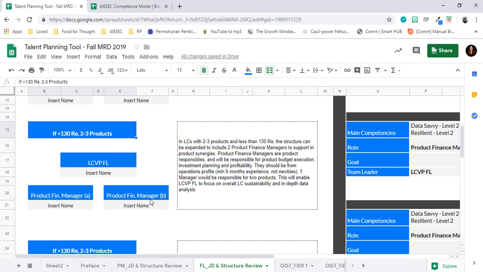What happens when you let the member thoroughly manage the synergy itself is that you, as the LCBPFL, have more time to focus on the overall LC sustainability, more data analysis, and generally have more time to be strategic. That's the definite benefit of having the finance manager.